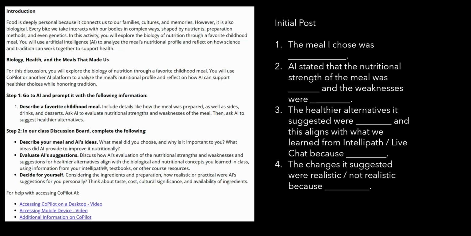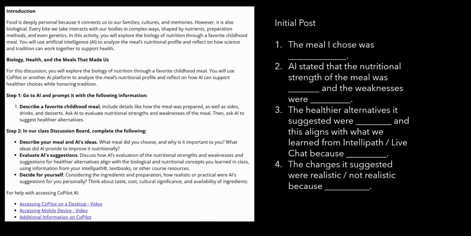You want to include the sides, any drinks you had, desserts, and you're going to plug that into an AI prompt and ask it to evaluate nutritional strengths and weaknesses of that meal, and then ask it to suggest healthier alternatives. And then you're going to be filling in these questions right here. So I'm going to show you how to do this just using Copilot.